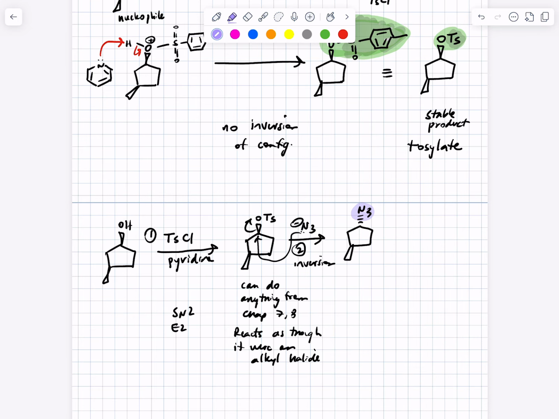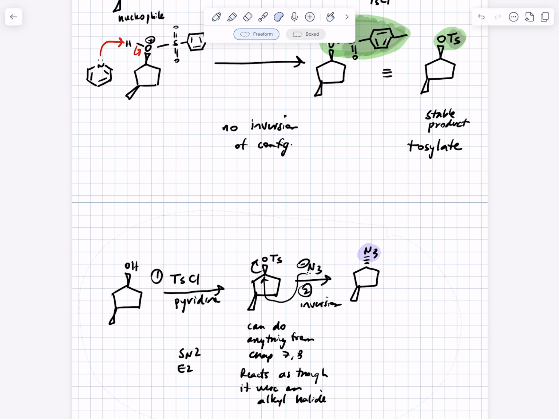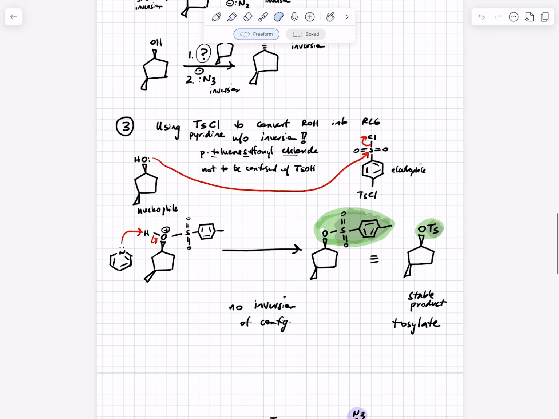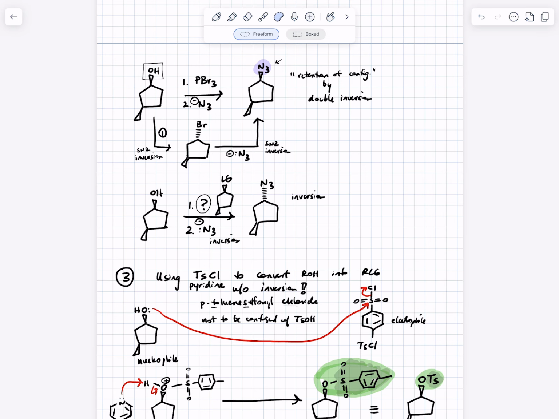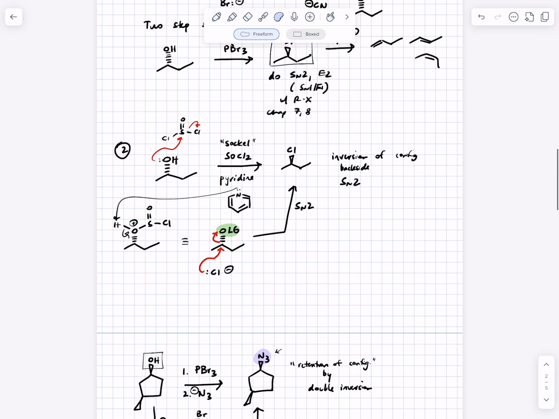Yeah? So, is the main difference between the third one and the first two just the fact that there isn't backside attack from the chlorine? Yep. Yeah, the major difference between the first two and the TsCl is that there's no backside attack by Br minus or Cl minus. Yep, that is the major difference.